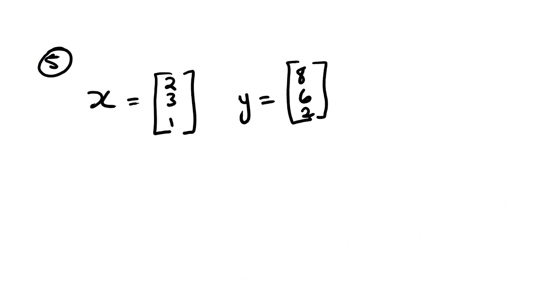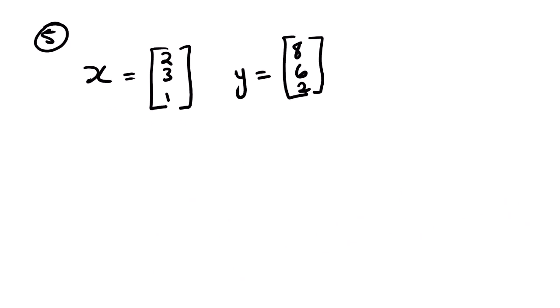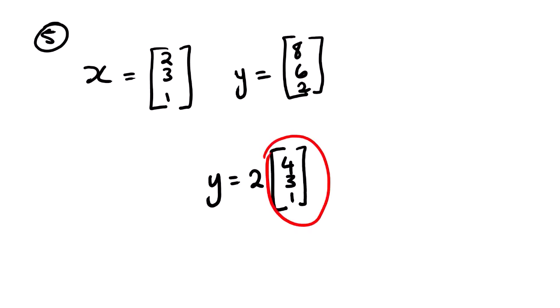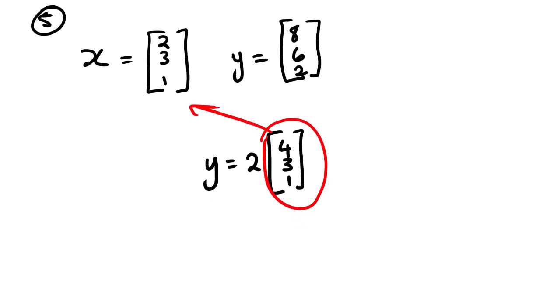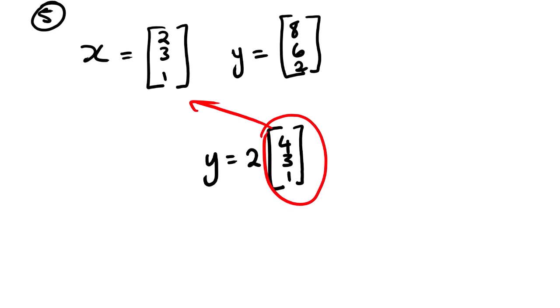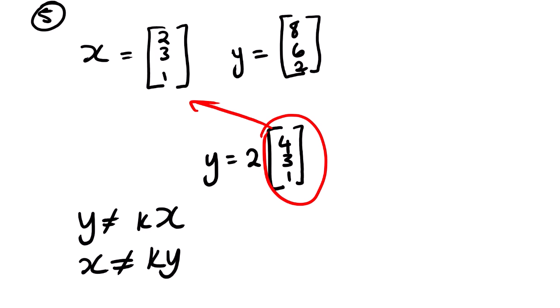Let us look at our last example. We have y is equals to 2, 4, 3, 1. We can see that this is not equals to this, so we conclude y cannot be expressed in terms of scalar multiple of x. Then x also cannot be expressed in terms of scalar multiple of y. Therefore, the two vectors are linear independent.